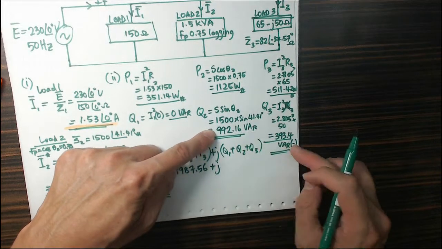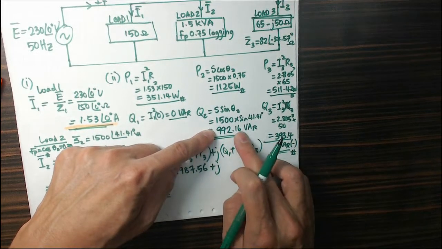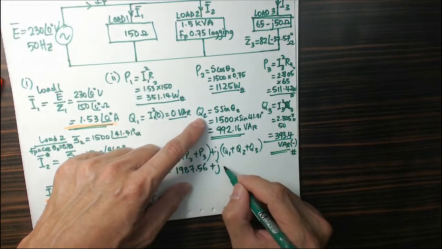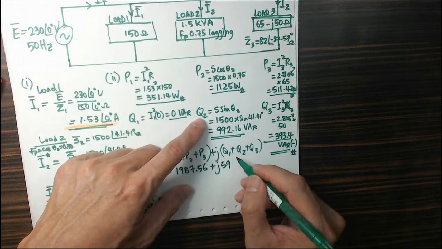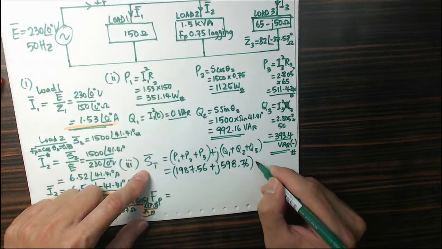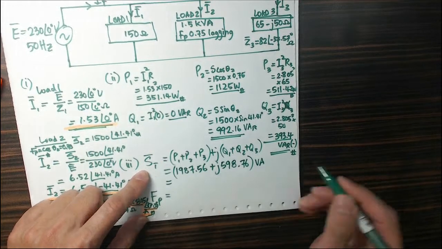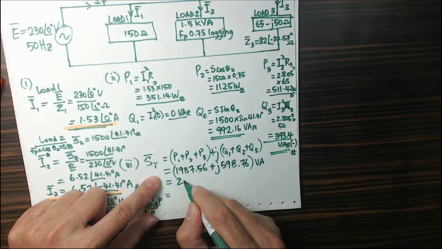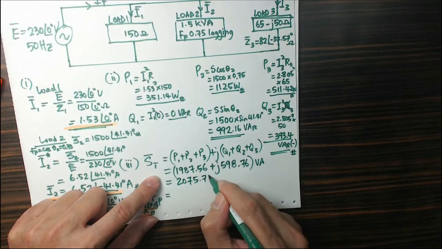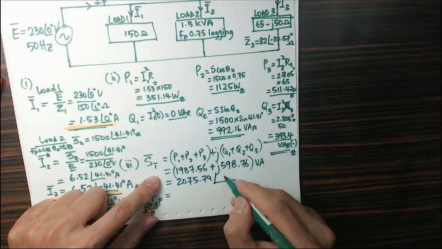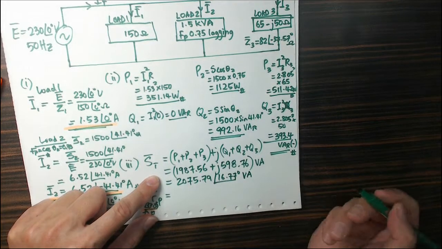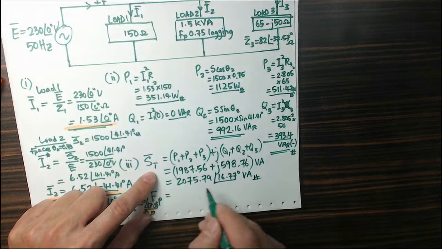Now for J this time, there's 992.16, but notice this is negative, so 992.16 minus 393.4. That gives me 598.76 VA. Or in the polar form, I have 2075.79 at an angle of 16.77 degrees VA. Okay, so that is the apparent power.